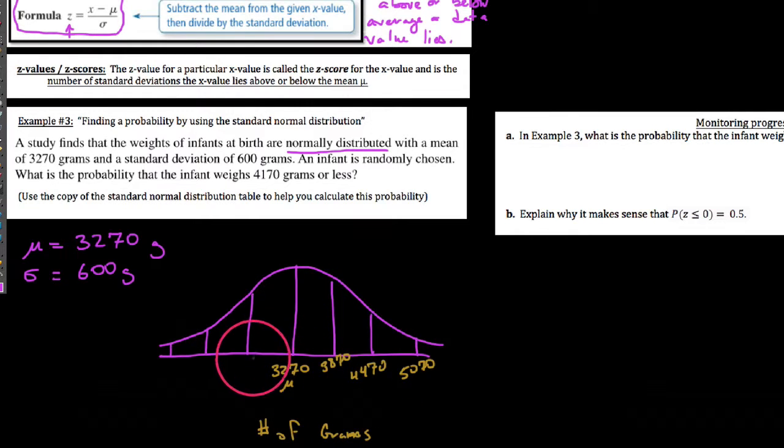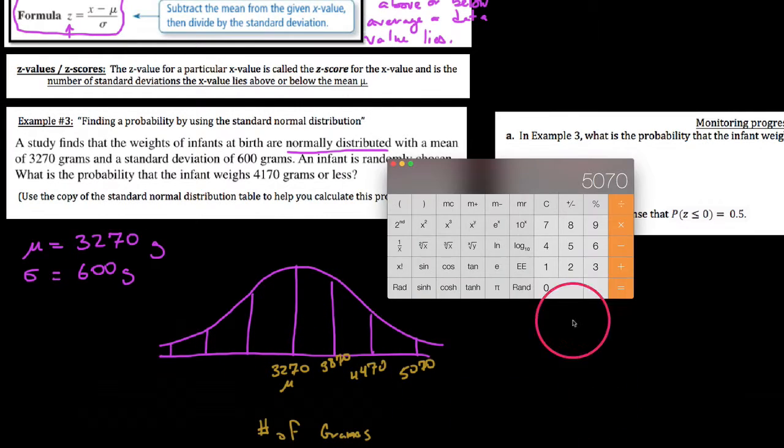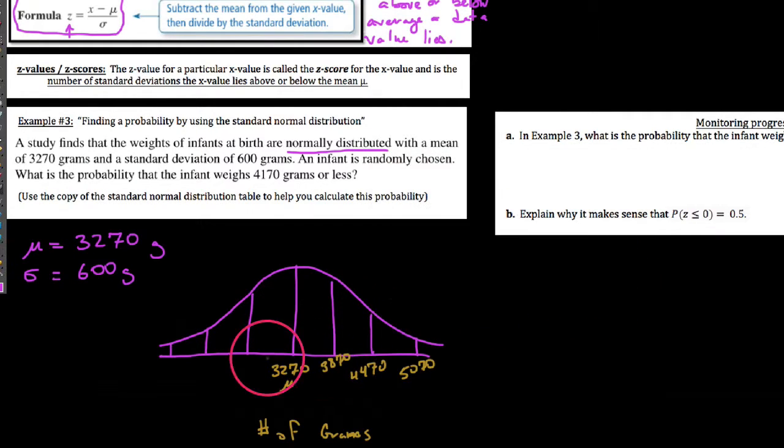Now if we were to go 3 standard deviations below average, that is, let's start with 3270 again and take off 600, we would get 2670 here, 2670 grams here. Take off another 600 there, this would be 2070. And take off another 600 there, we get 1470.